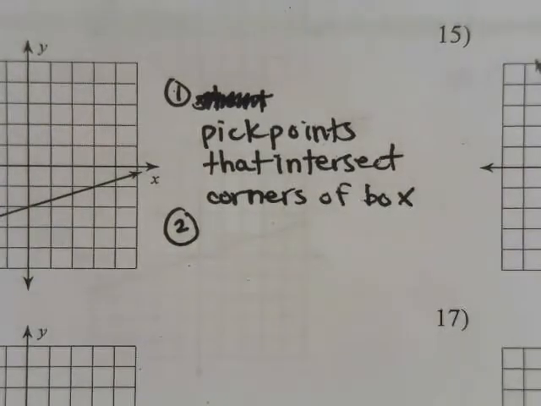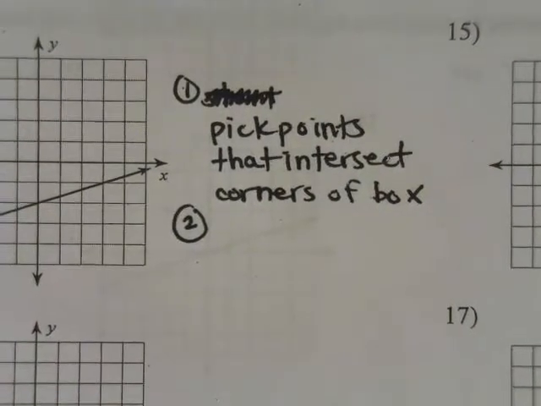I realize some students can just look at it and say, I got the slope. But I know some students really need that step by step. And so I'll show you guys how right now. I want you guys to pick points that intersect the corners of the boxes. This is what I mean. So for number 14, you don't just choose whatever you want to choose.